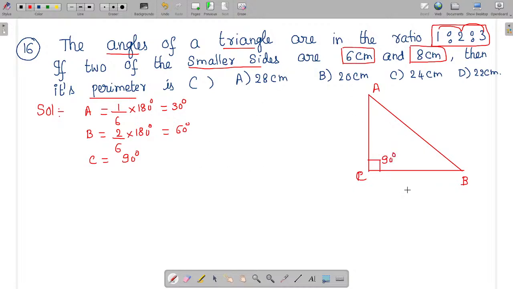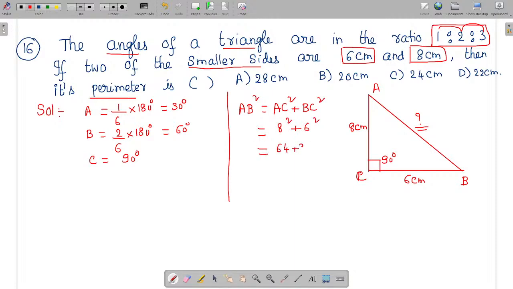So here the smaller sides are 6 centimeters and 8 centimeters. The greatest side must obviously be the diagonal. ఇక్కడ కర్ణం అవుతుందండి. సో కర్ణం కనుక్కోవాలంటే పైథాగరస్ థియరం అప్లై చేయాలి. Pythagoras theorem means AB square is equal to AC square plus BC square. AC square means 8 square, BC square means 6 square. 64 plus 36 అంటే ఎంత వస్తుందండి? 100 వస్తుంది. Now AB is the highest side, that is root 100, that will be 10 centimeters.